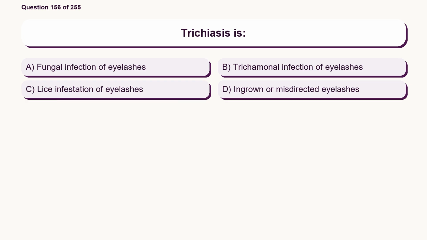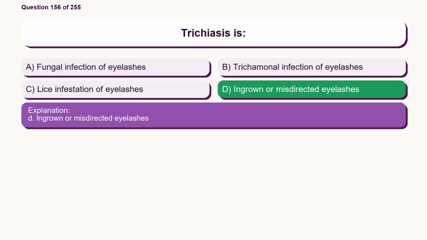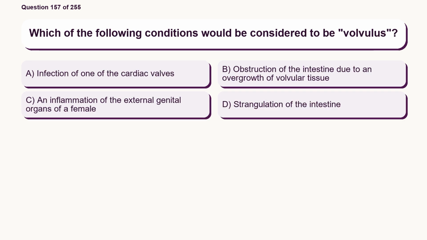Question 156. Trichiasis is Option A. Fungal infection of eyelashes. Option B. Trichomonal infection of eyelashes. Option C. A lice infestation of eyelashes. Option D. Ingrown or misdirected eyelashes. The correct answer is option D. Ingrown or misdirected eyelashes. D. Ingrown or misdirected eyelashes.